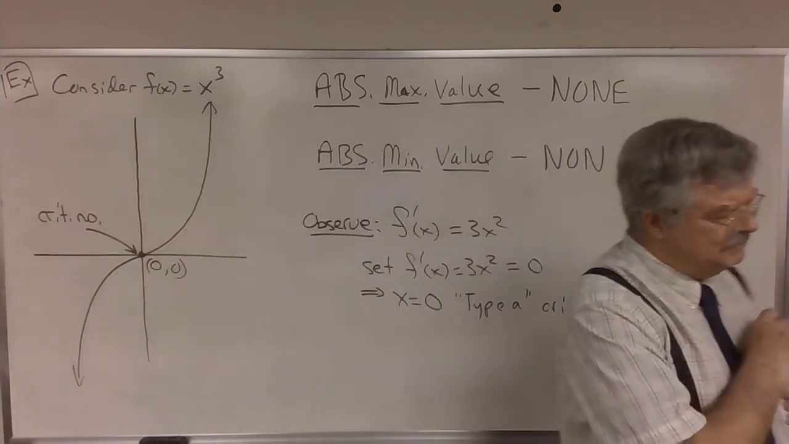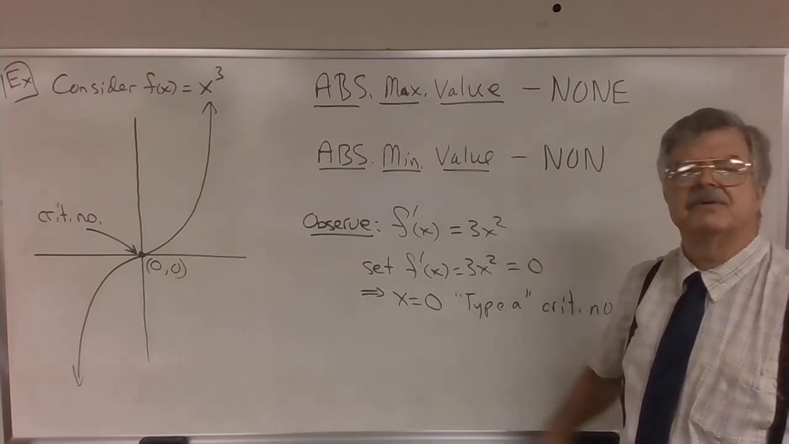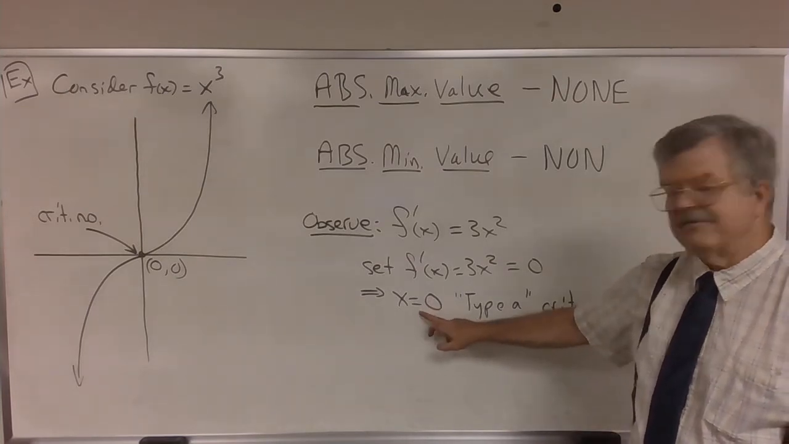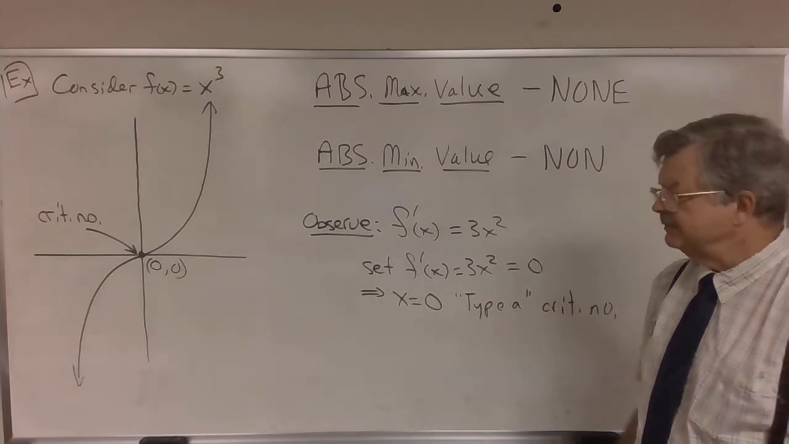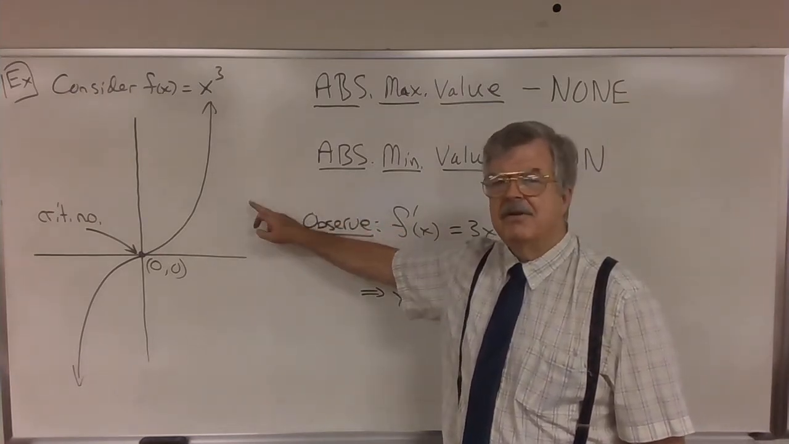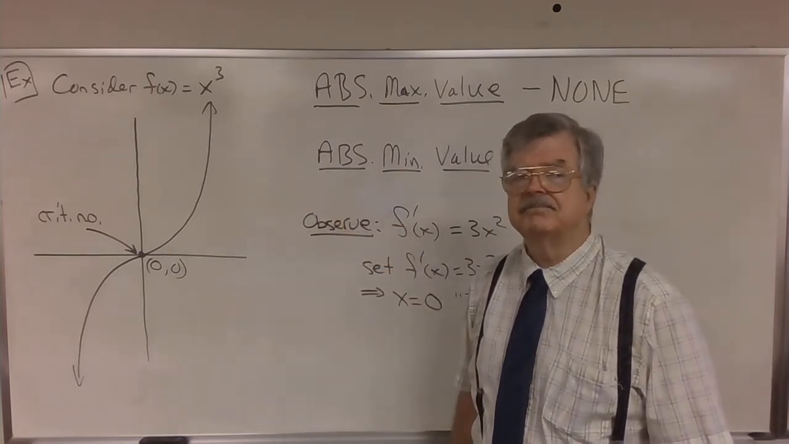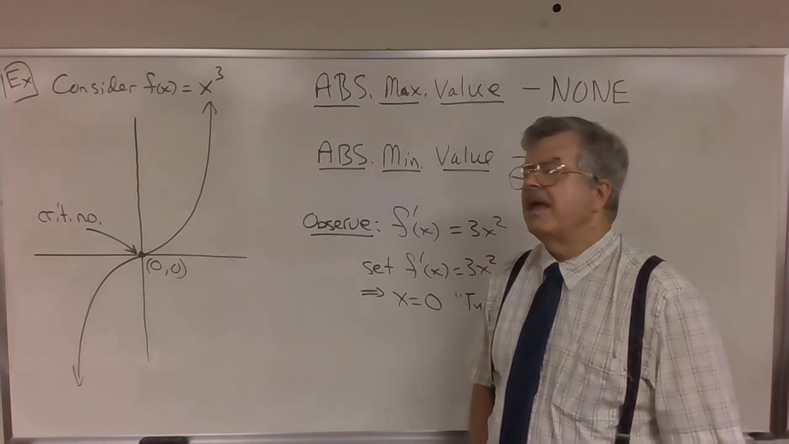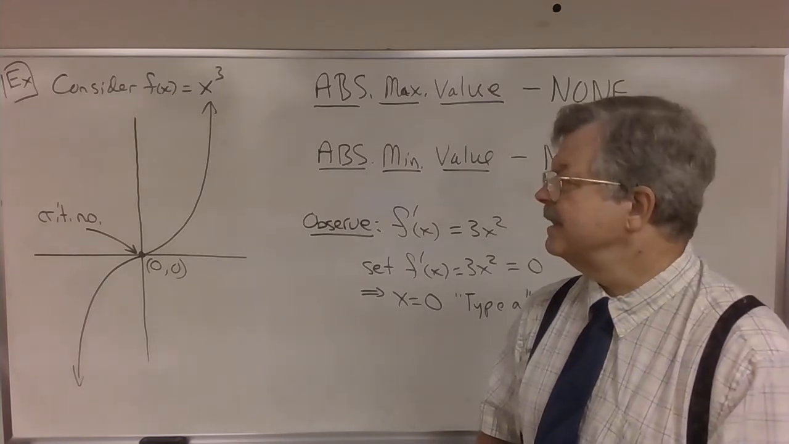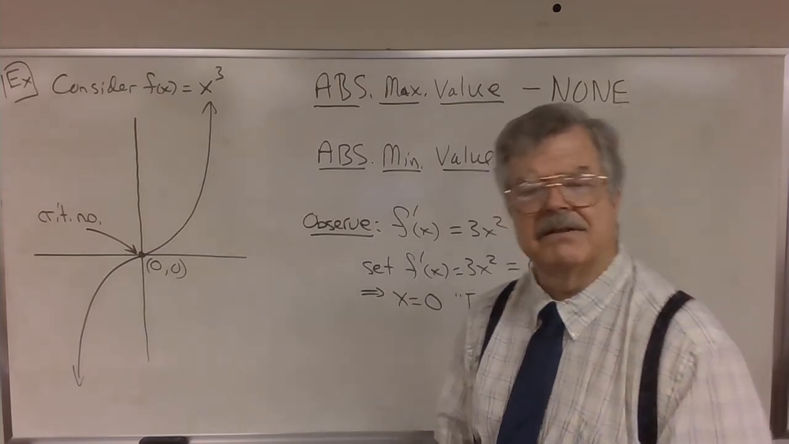So here's a somewhat unusual situation. We have a critical number, x equals 0. Nothing much seems to happen there. We don't have a relative maximum here. We don't have a relative minimum here. And our function has no absolute maximum value, no absolute minimum value, no absolute max, no absolute min. If we put all of these examples together, we can come up with some pretty important conclusions. So let's do that.